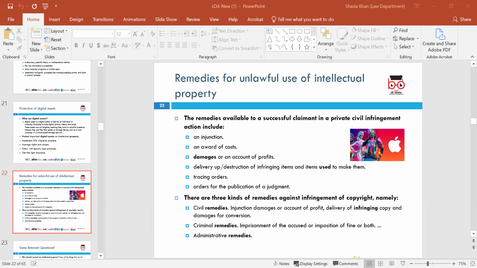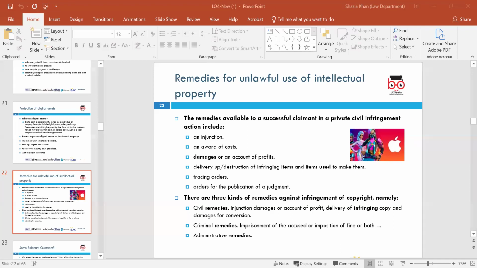And then you've got award of costs, which is a court order stating that one party is to pay the other party the costs incurred in issuing legal proceedings. And delivery or destruction of infringing items. While there's no automatic entitlement to the delivery or destruction of infringing items or materials and items used to make such infringing items, the courts may make such an order where infringement is shown.